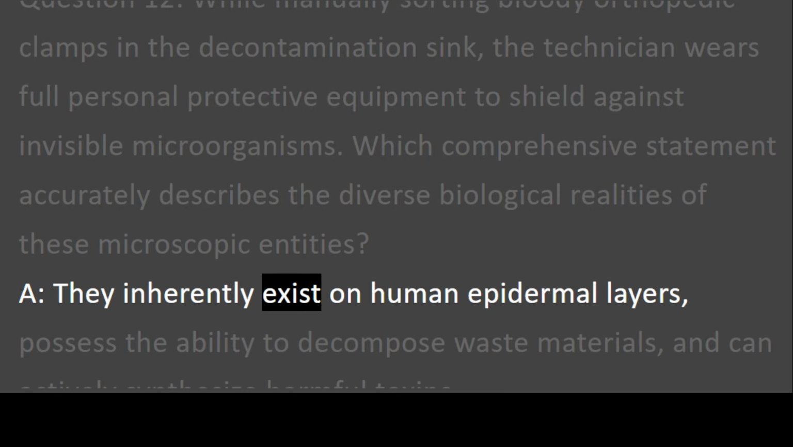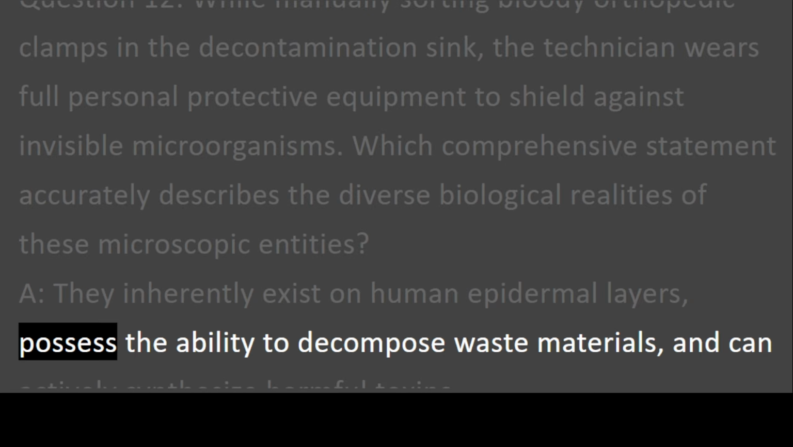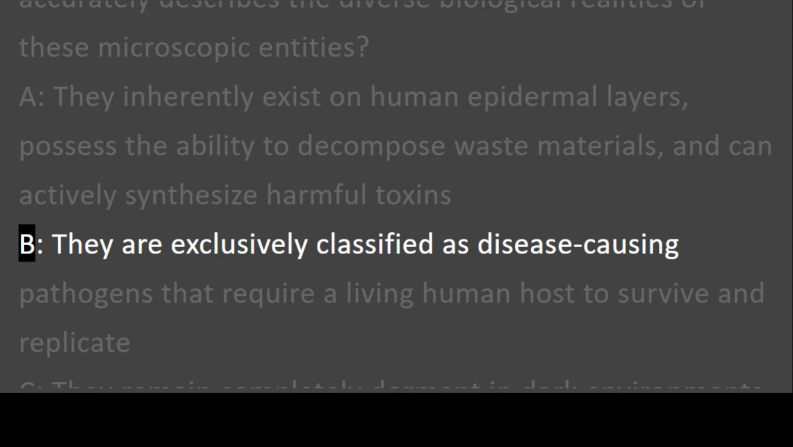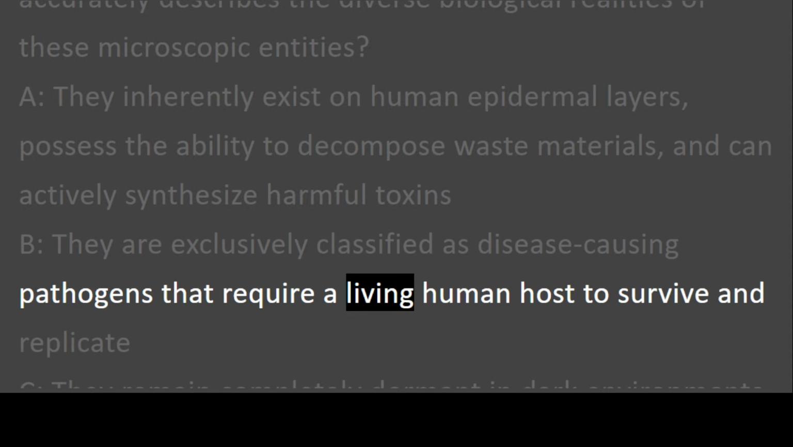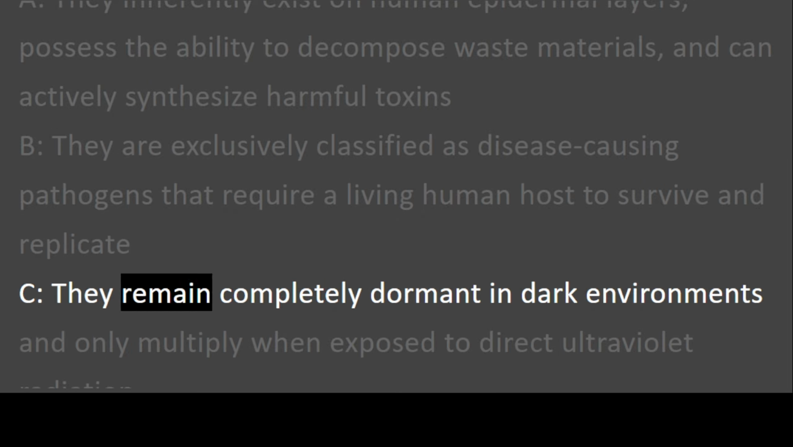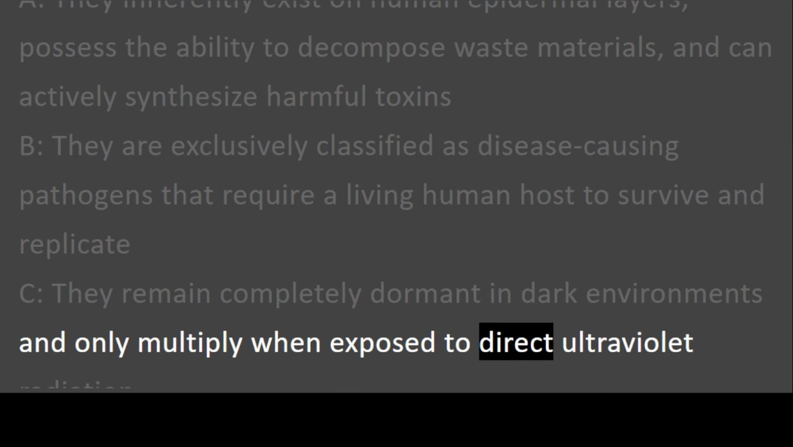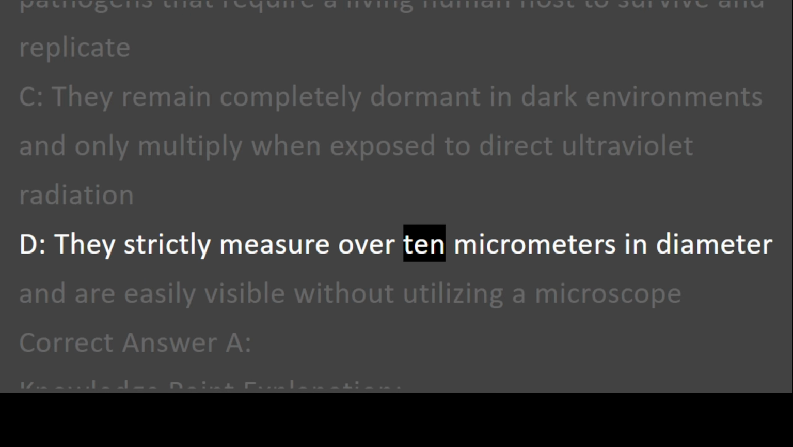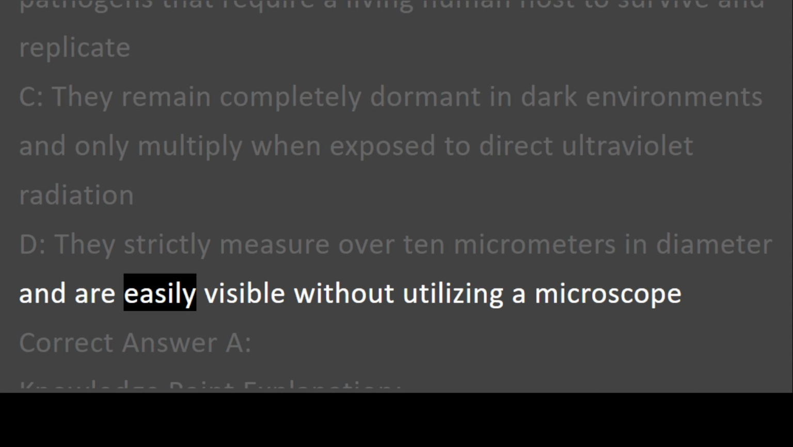A. They inherently exist on human epidermal layers, possess the ability to decompose waste materials, and can actively synthesize harmful toxins. B. They are exclusively classified as disease-causing pathogens that require a living human host to survive and replicate. C. They remain completely dormant in dark environments and only multiply when exposed to direct ultraviolet radiation. D. They strictly measure over 10 micrometers in diameter and are easily visible without utilizing a microscope.